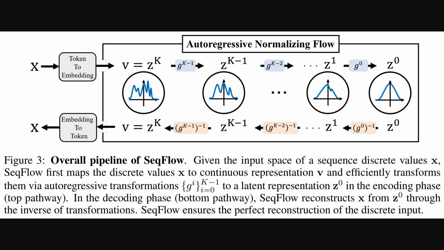Alright, building on that idea of invertibility, this figure shows the actual pipeline for their proposed SeqFlow model, designed specifically for discrete sequence data. You see the input X, like tokens in a sequence, first gets embedded into a continuous space V. Then, the top pathway shows these autoregressive transformations mapping V step by step into the final latent Z. Crucially, the bottom pathway shows the exact inverse transformations, guaranteeing a perfect reconstruction back to the original X.